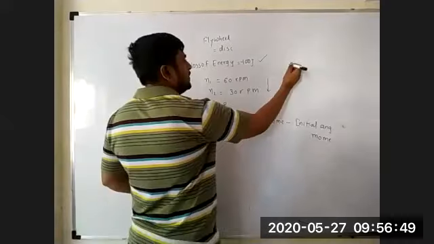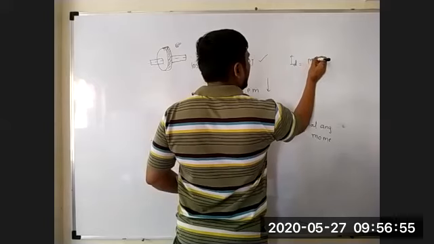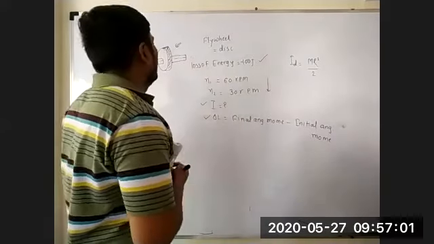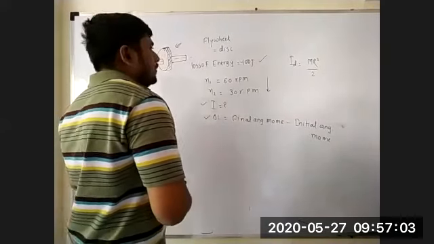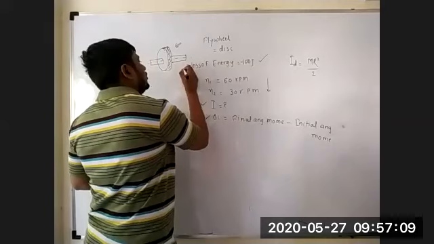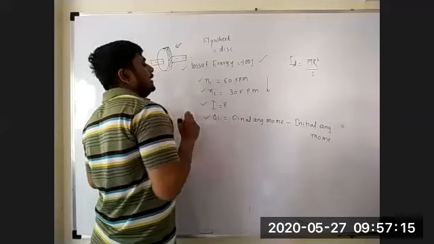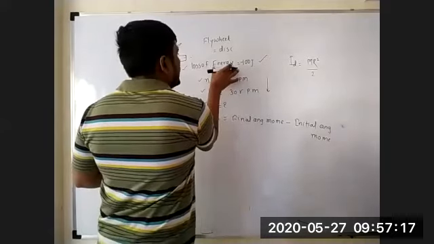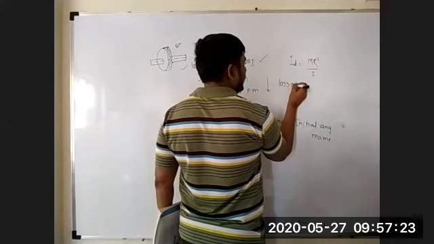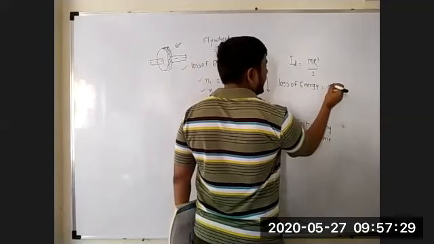So the moment of inertia of a disk will be equal to how much? MR square by 2. Moment of inertia of disk is equal to MR square by 2. But we don't have the mass, it is not given. The radius of that disk is not given, but the loss of energy is given, and the initial and final frequencies are given. So the loss of energy will be equal to the change in kinetic energy.